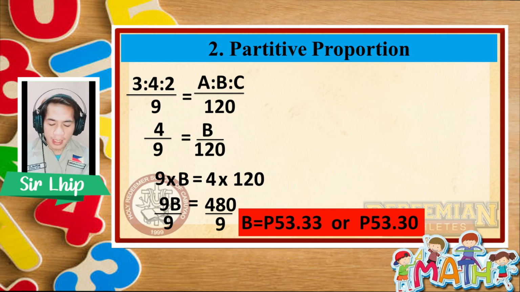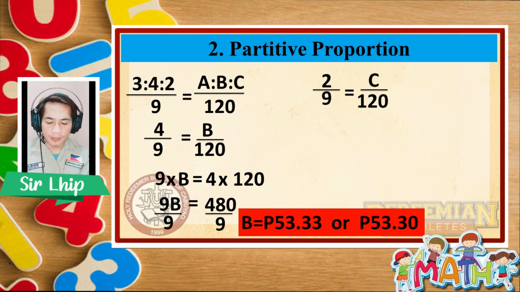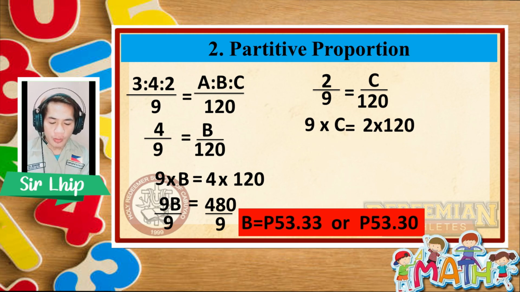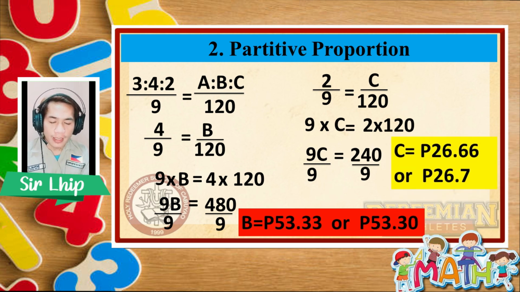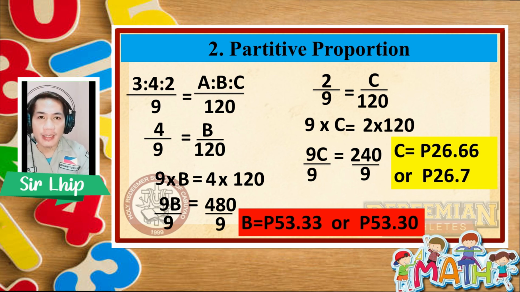So child C: 2 over 9 equals C over 120. 9 times C is equal to 9C. 2 times 120 equals 240. To get the value of C, divide both sides by 9. So 9C divided by 9 equals C, and 240 divided by 9 is 26.66, or 26.7. So child C shared 26 pesos and 70 centavos.